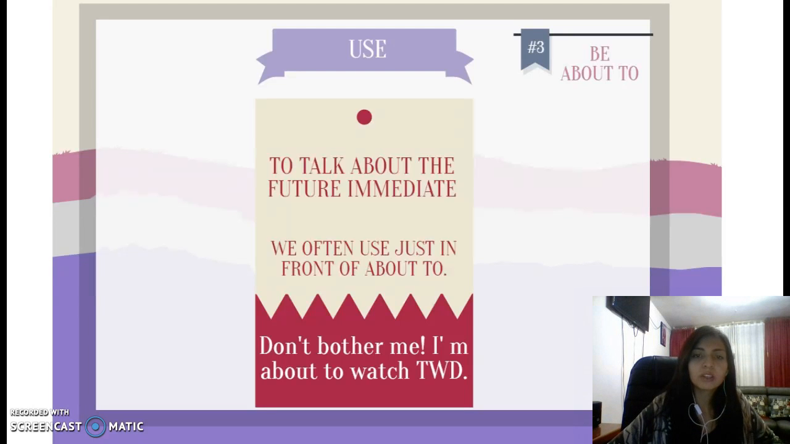We use it to talk about the immediate future. We often use just in front of about to. For example, don't bother me, I'm about to watch TV. What's happening? You are going to use be about to when there is something that is happening now. For example, if I'm watching TV and I know that The Walking Dead is going to be released or to be shown, I am going to say, don't bother me, I'm about to watch it.